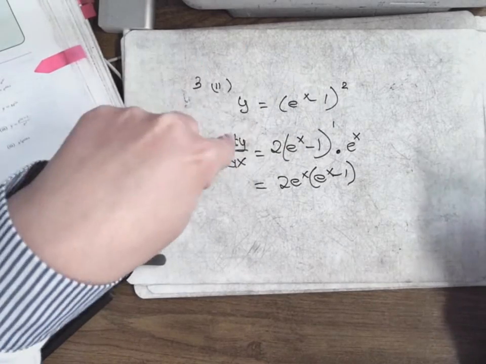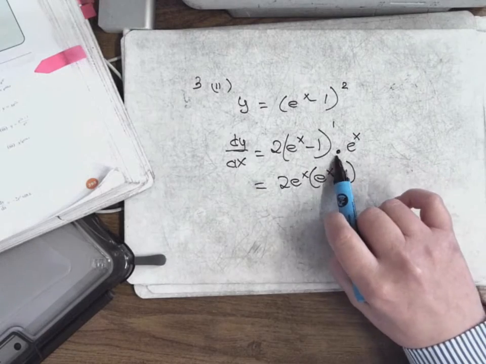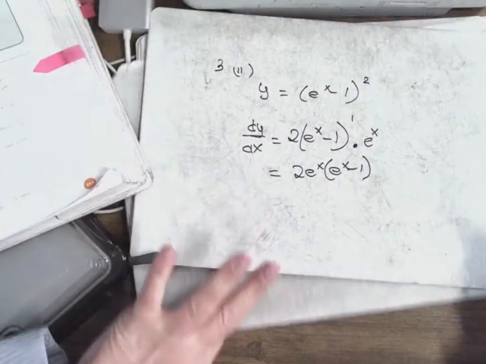Bring the power down in front of the bracket, bracket stays exactly the same, reduce the power in the bracket by 1, then you differentiate inside the bracket. Okay, 4 part 2.